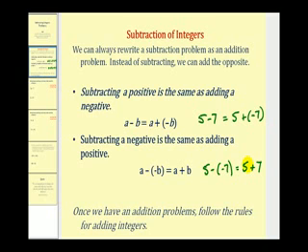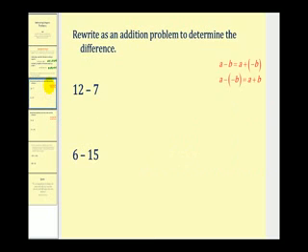Now once we have our subtraction problems written as addition problems, we're just going to follow the rules for adding integers. Let's go ahead and take a look at some examples. Now I realize after you do this a while you may not have to convert these to addition problems, but since we're just learning how to subtract integers, we're going to go ahead and first rewrite these as addition problems and then follow the rules for adding integers.